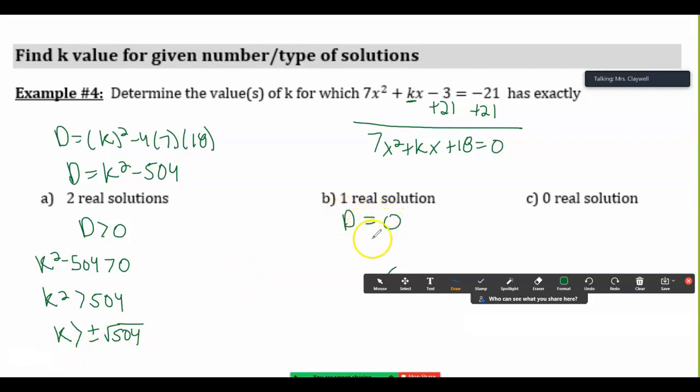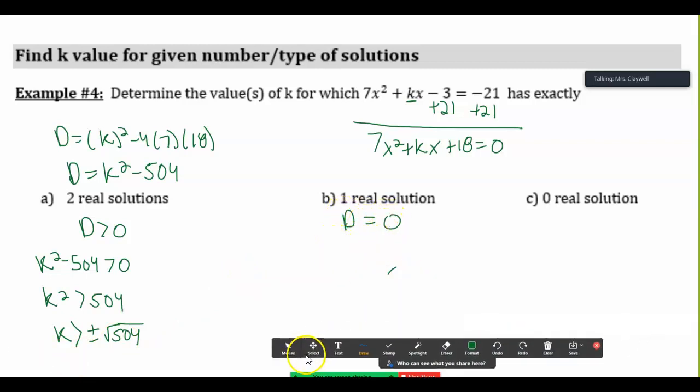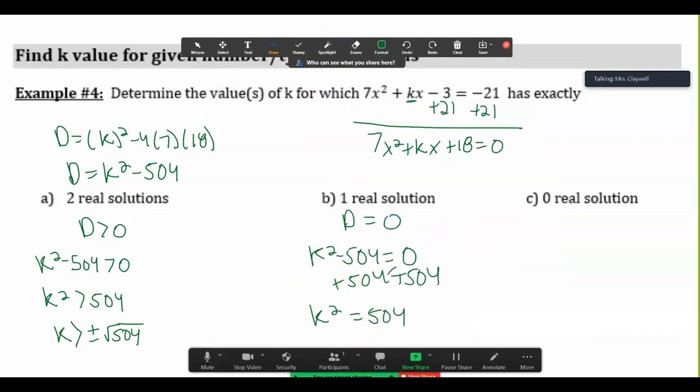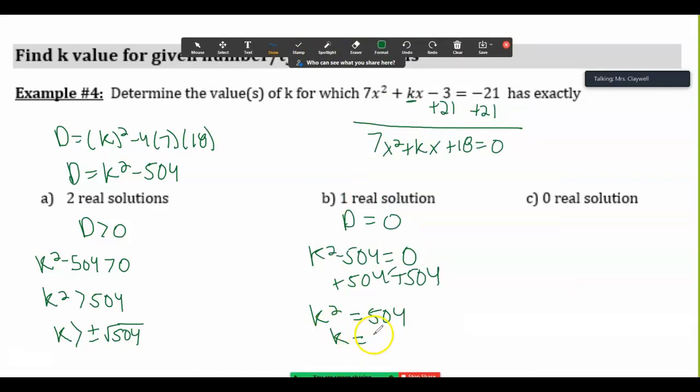Discriminant is equal to 0. Then I have a situation where k needs to be equal to plus or minus the square root of 504. Zero real solutions means it's less than.